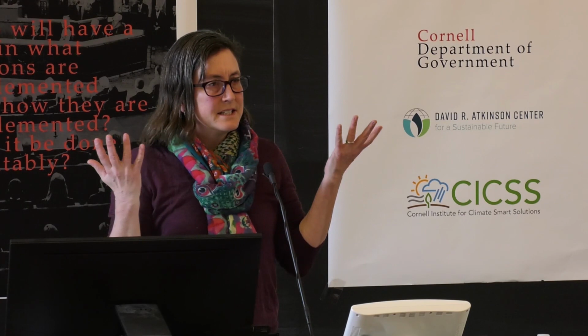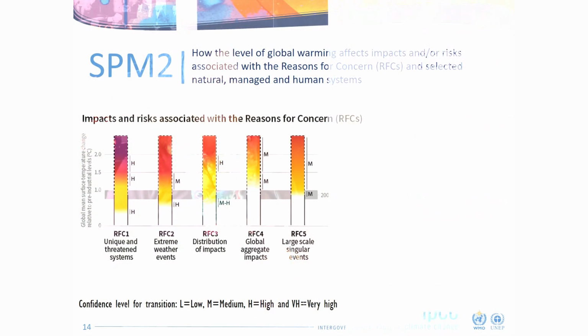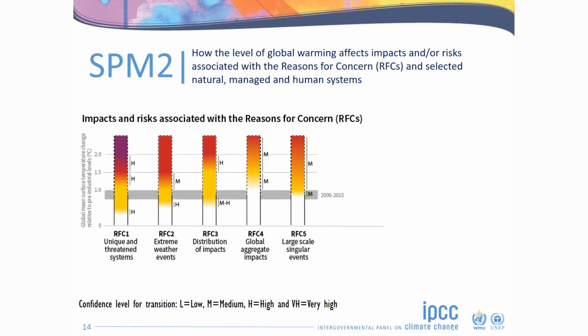Often in the IPCC, we like to show these kinds of reasons for concern graphs. And so in the 1.5 report, there was a little bit more resolution of what happens between 1.5 and 2 than previously, and that's because some coral bleaching events occurred. So we had a few more events, and therefore we could get more statistical significance in looking at the impacts here. But otherwise, these graphs are actually very similar to what was in the previous reports, but they only look up to 2 degrees.